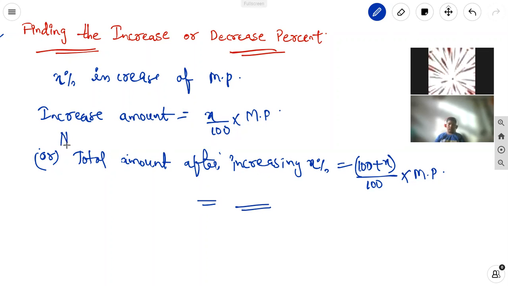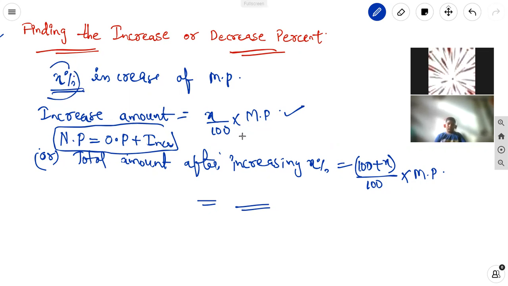How do we get the new price? New price equals old price plus increasing amount, the increment. This is the total amount after increment. If they have given only the X percentage, we first find the increase amount, and that increase amount is added to the actual amount. After the increment we get the total amount. This is one type of method.